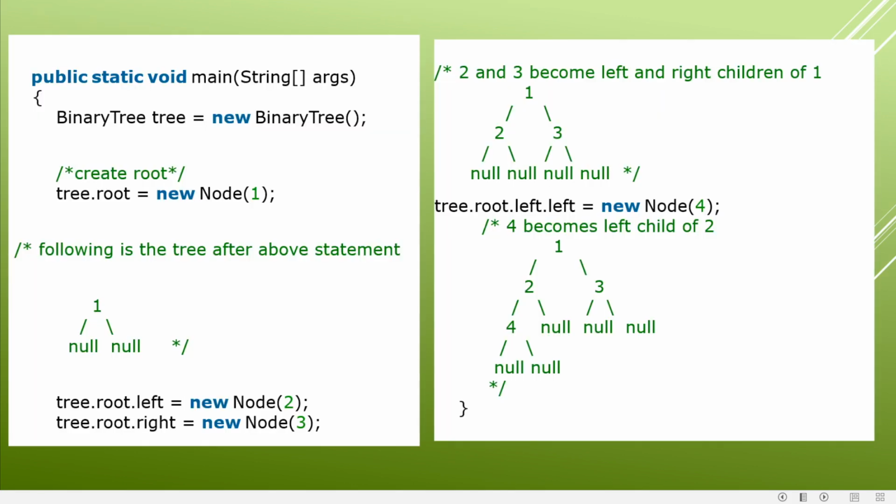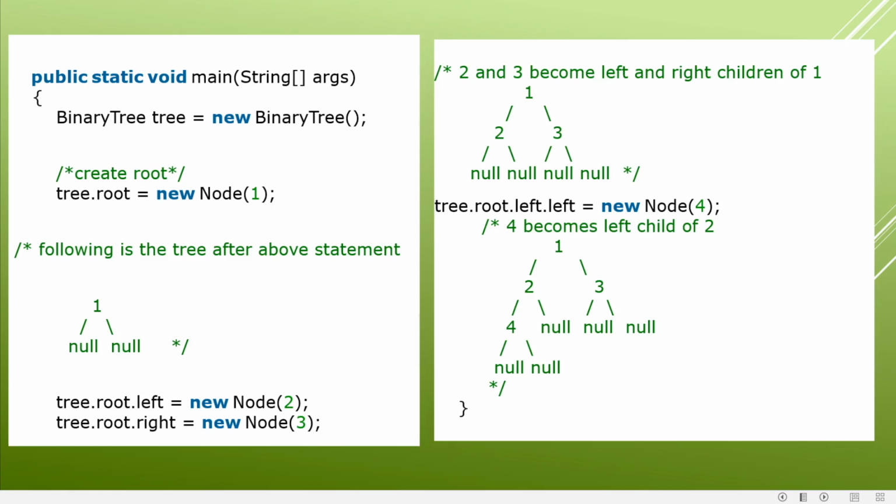This is the tree structure, how it is created according to our program execution. In the main method, the initial node is the root node, tree dot root node. Root is created with the node value 1. Now 1 doesn't have a left child and a right child.